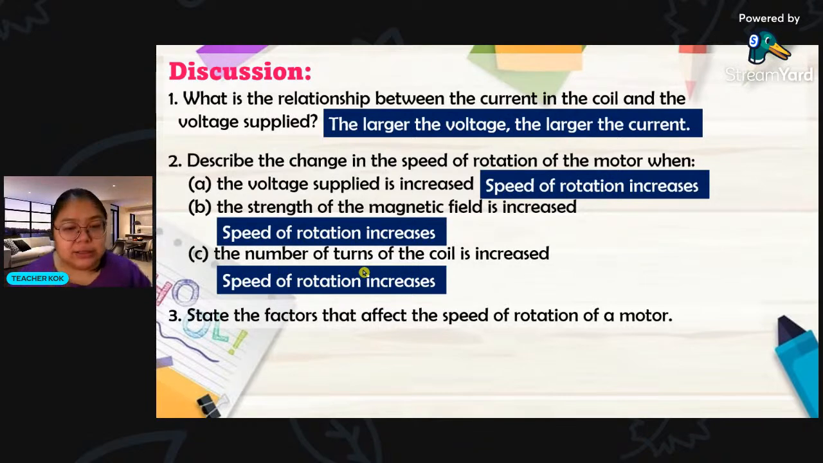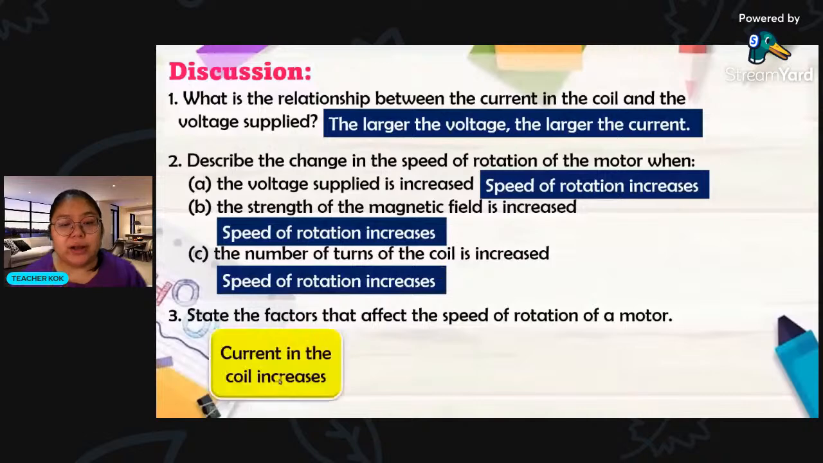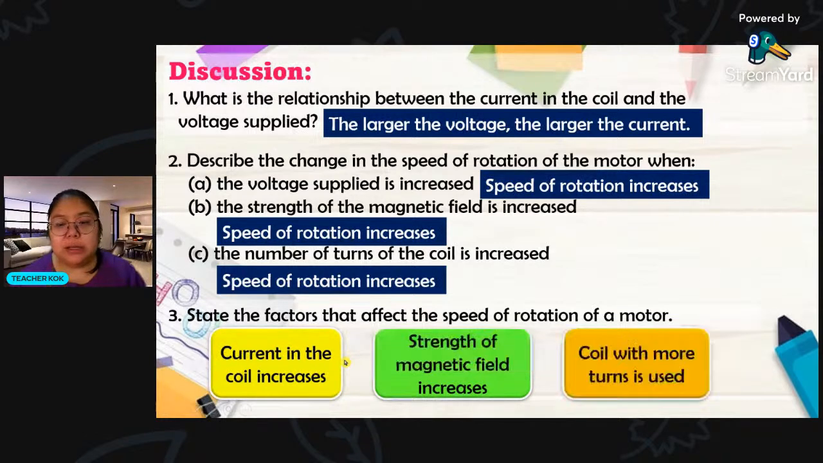Now we state the factors that will affect the speed of rotation. The factors you can find from question number 2. First one is sure the current, you can say the voltage. Number 2 is the strength of the magnetic field. Number 3 is the number of turns. These 3 are the factors to make the speed of rotation of the motor increase. So let's see the answer. First one, current. Number 2 is the strength of the magnetic field. Number 3 must be a coil with more turns. So these are the 3 factors to make the speed of rotation increase.